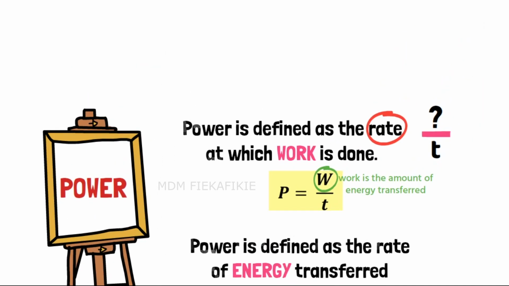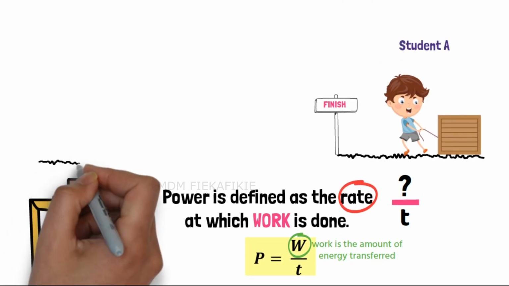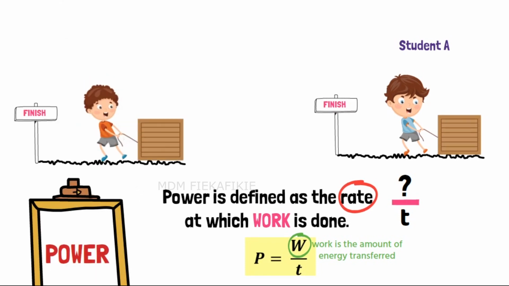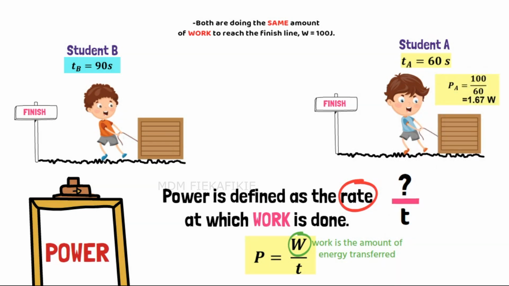Okey, sekarang kita tengok analogi di sini. Kita ada dua orang pelajar yang cuba tarik satu kotak yang sama. So we have student A and student B. Alright. So let's say both students are doing the same amount of work to reach the finish line, where it is given that W is equal to 100 joule. Now look at the time taken for the students to arrive at the finish line. Let's say student A arrived at the finish line in 60 seconds, while student B arrived at the finish line in 90 seconds. So based on these two situations, we can calculate the output power of student A, where the output power PA is equal to 1.67 watt. And for student B, we can also calculate the output power, where the output power for student B is equal to 1.11 watt.